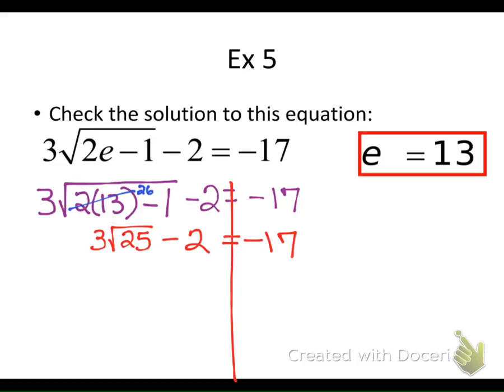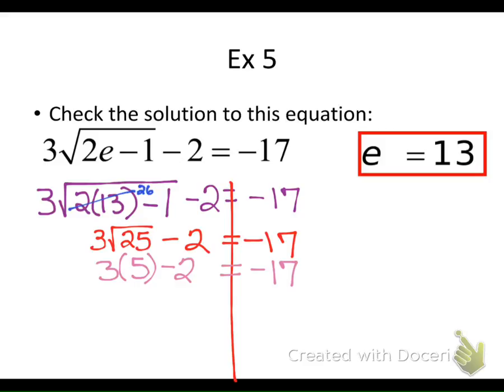I need to get rid of the square root sign. So I have to think to myself, what's the square root of 25? 5. It's a perfect square. So when I bring down my 5, what do I need to put around it now? Parentheses, because it was 3 times 5. And now I was able to get rid of that square root sign. So now I just go ahead and continue solving.